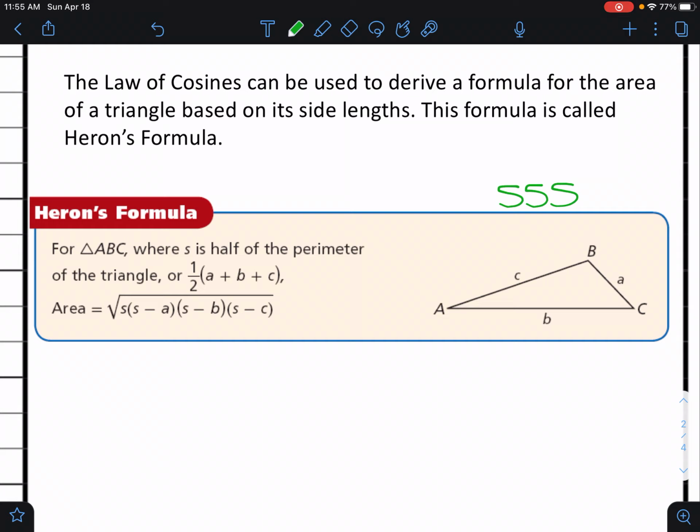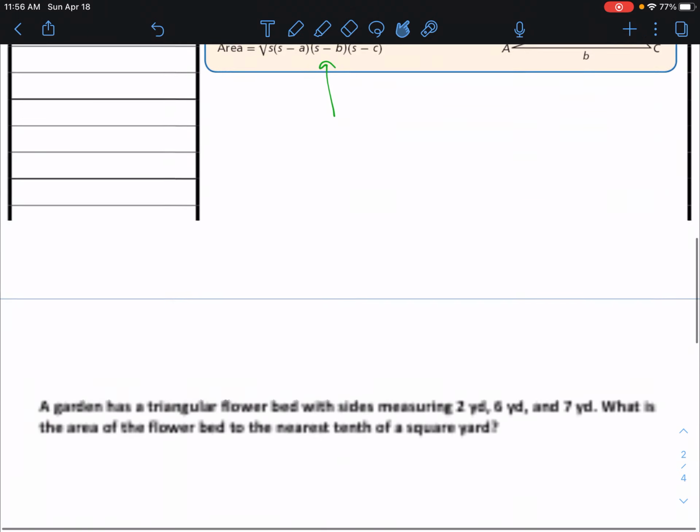It says if you've got a triangle, S is the half perimeter. So that's this right here. Half perimeter is just what it sounds like. You take the sides, add them up, cut it in half. And then you can apply this formula to find the area. So it's kind of wild. All right, so let's take a look at how this works.